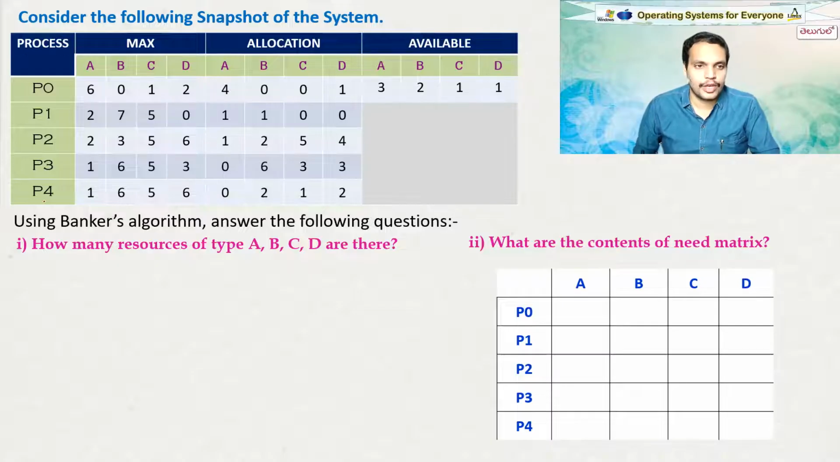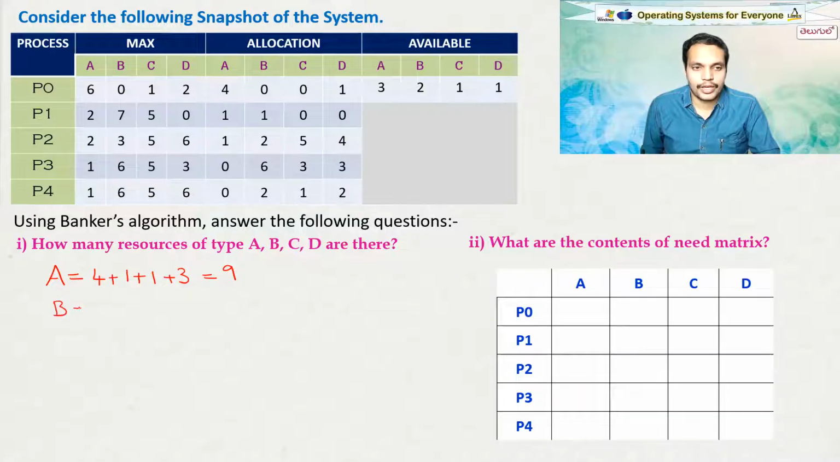The first question here is, using Banker's algorithm, answer the following questions. It is asking how many resources of type A, B, C, D are there. For that, I need to calculate A first. For resource category A, I need to check the current allocation of A. Let me write it down: 4 plus 1 plus 1 plus the available, which is 3. That gives 5, 6, and 3, 9. So there are a total of 9 instances of resource category A.